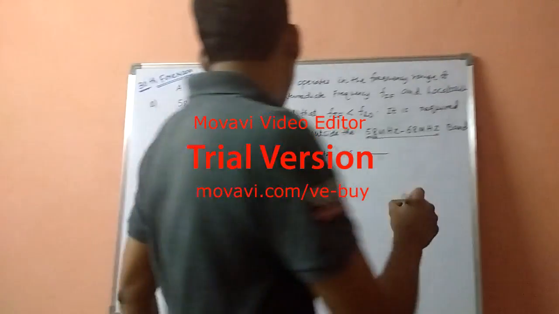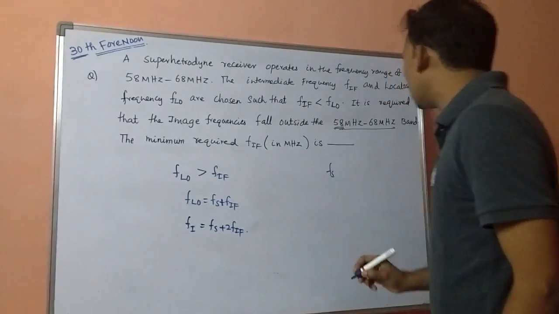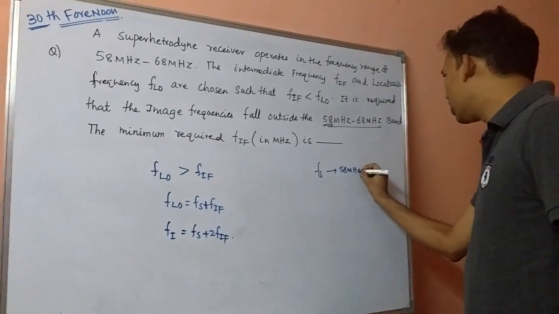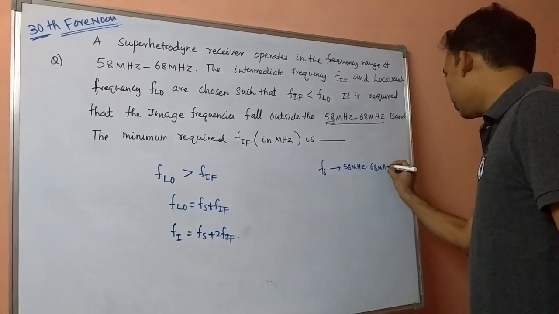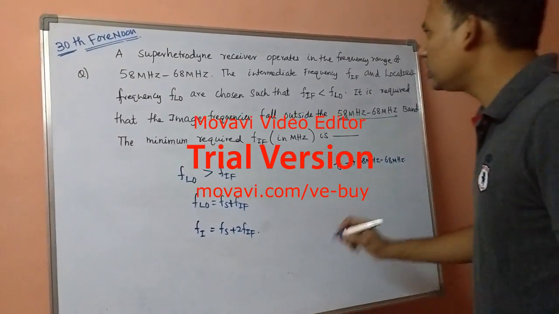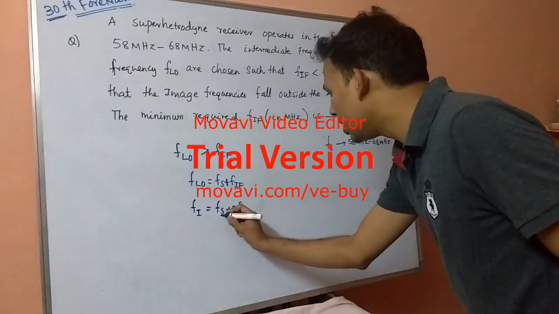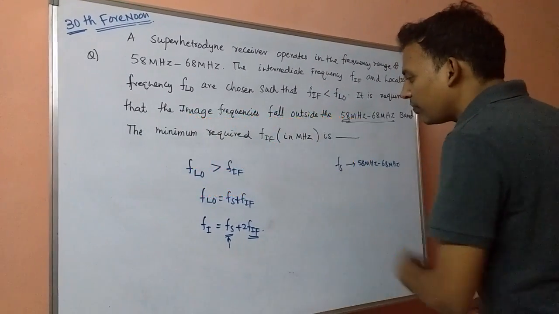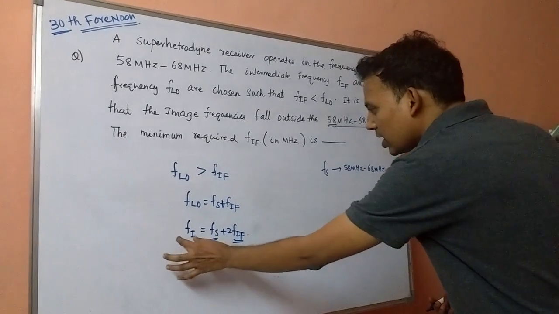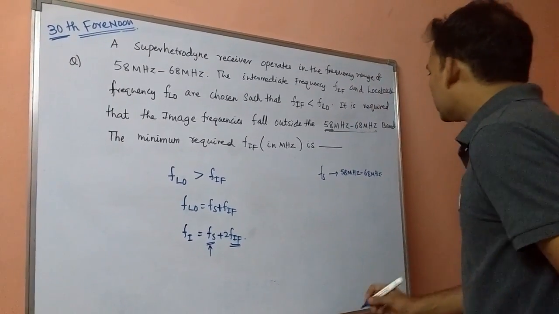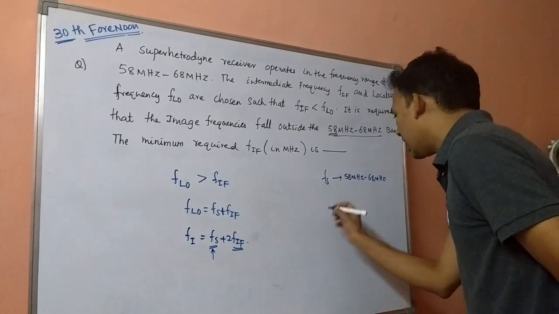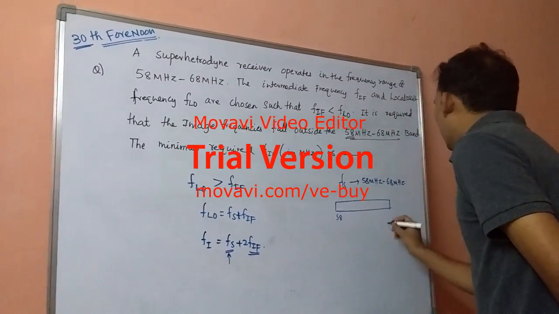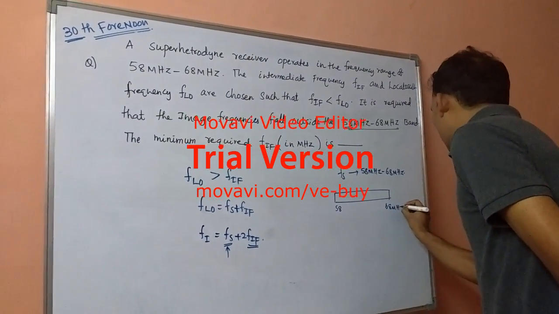Now, in the question it was given that Fs, the signal frequency range, is from 58 MHz to 68 MHz. And in the receiver this FIF is fixed, and as the signal frequency changes in the superheterodyne, FIF is fixed, but as Fs changes, the image frequency changes. So let us take an example. Suppose it has a band of frequencies from 58 to 68 MHz, the channel signal frequencies.